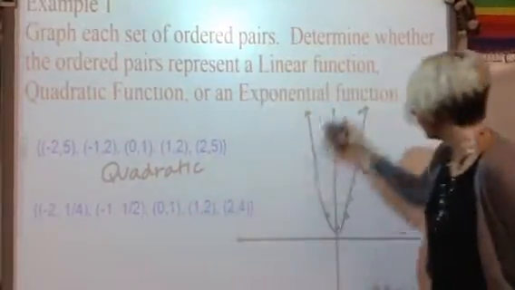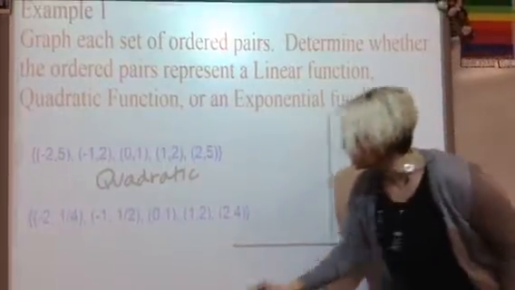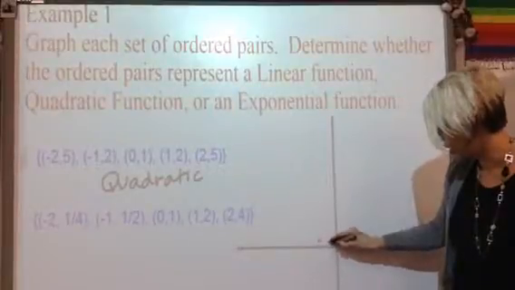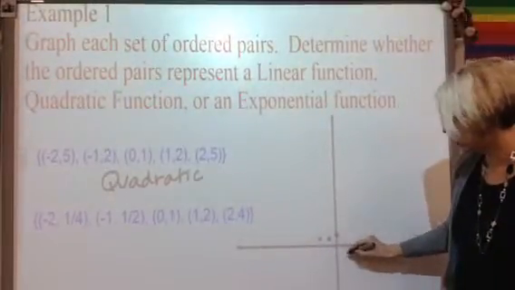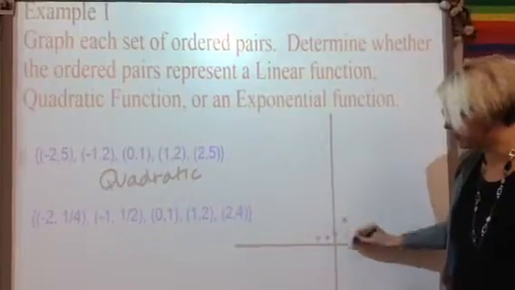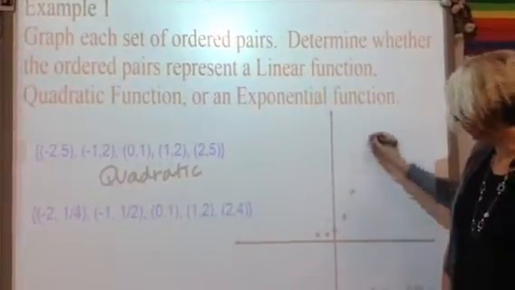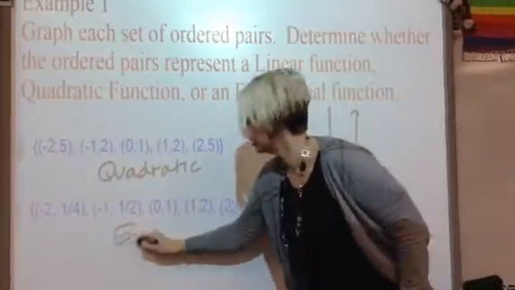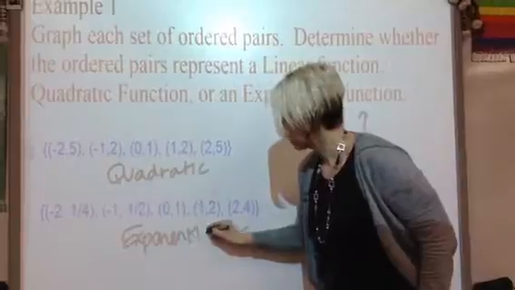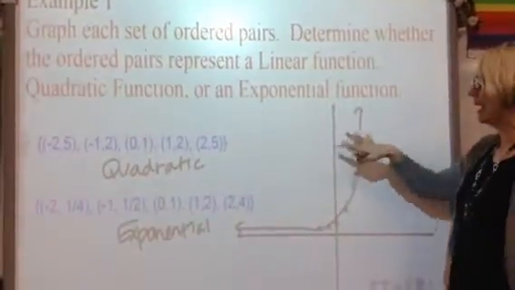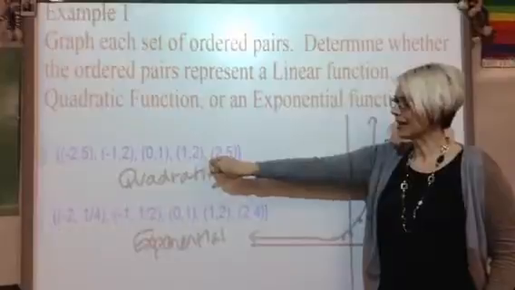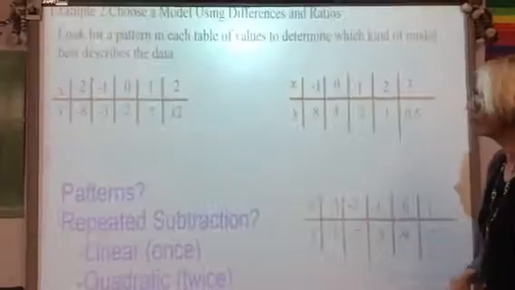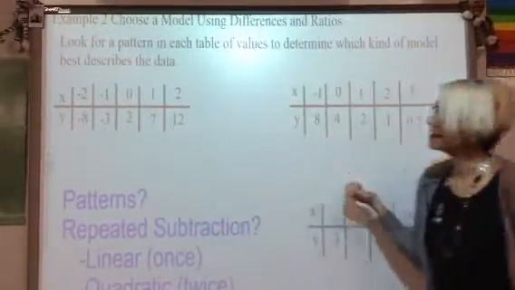Okay, so then we start then with the next graph, which is -2, 1/4, -1, 1/2, 0, 1, 1, 2, and by here you should see what's going on, 2, 4. So this is your curve. So then we know that that graph is exponential. So I'm going to give you a grid in your notes, and what I'd like you to do is to look at your coordinates and see if you can identify which type of graph it is. So try that now.